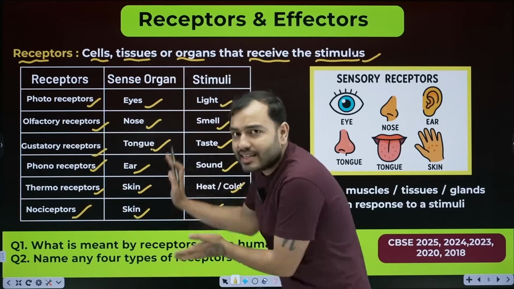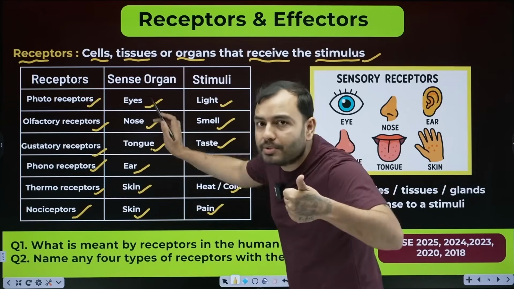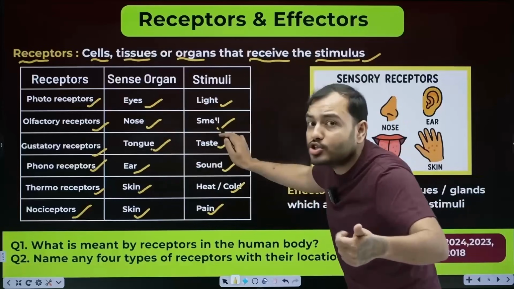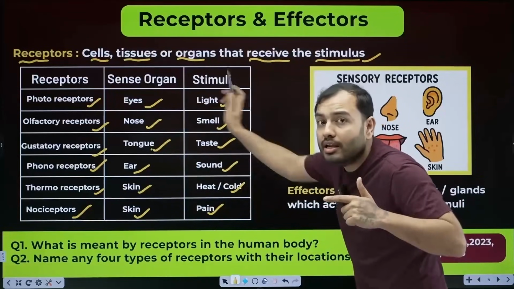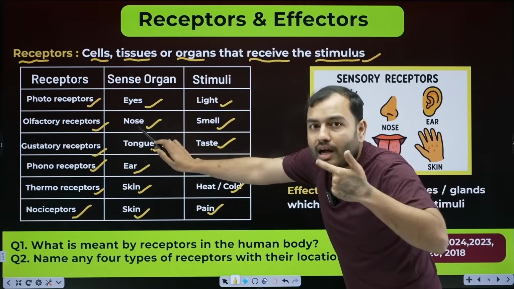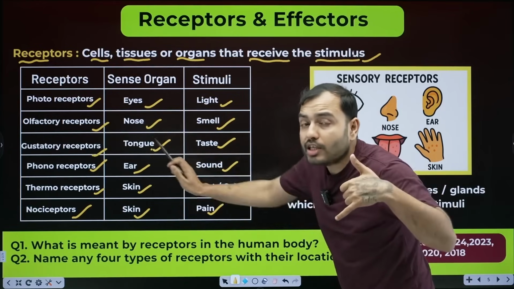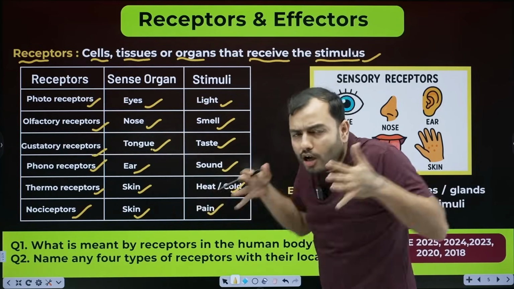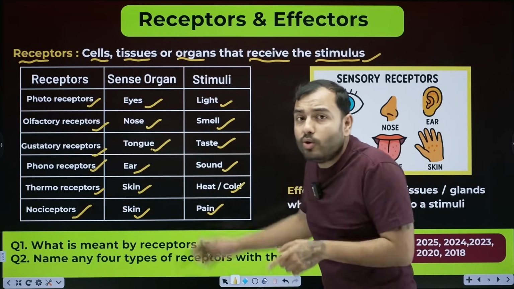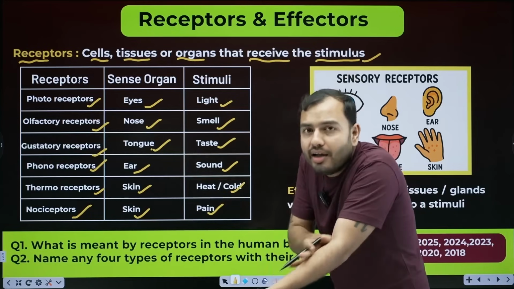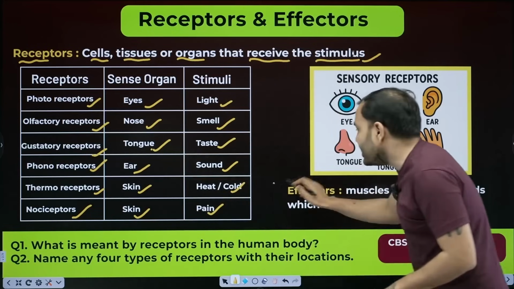Understood? So these 6 sensory receptors we have to understand. Photoreceptors in which organ? In the eye. Which stimulus? Light. Olfactory receptors in which organ? Nose. Which stimulus? Smell. Gustatory receptors, taste. Where? Tongue. Next is our phonoreceptor, sound, ear. Next is your thermoreceptors. Where? In the skin, heat and cold. And last is your nociceptors. Nociceptor what? Pain. Pain where? In the skin.